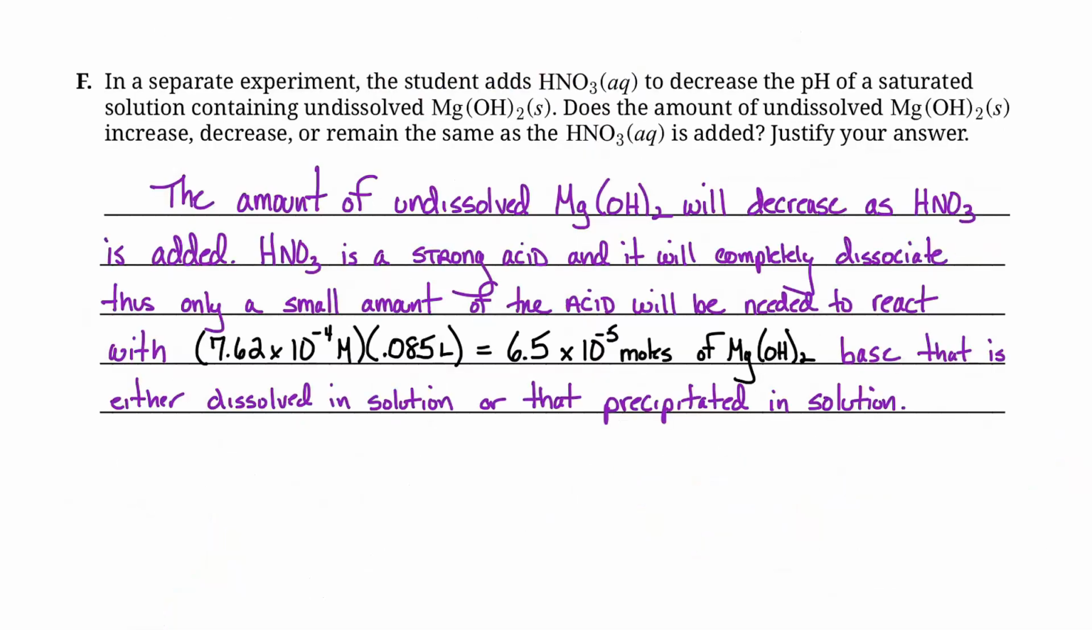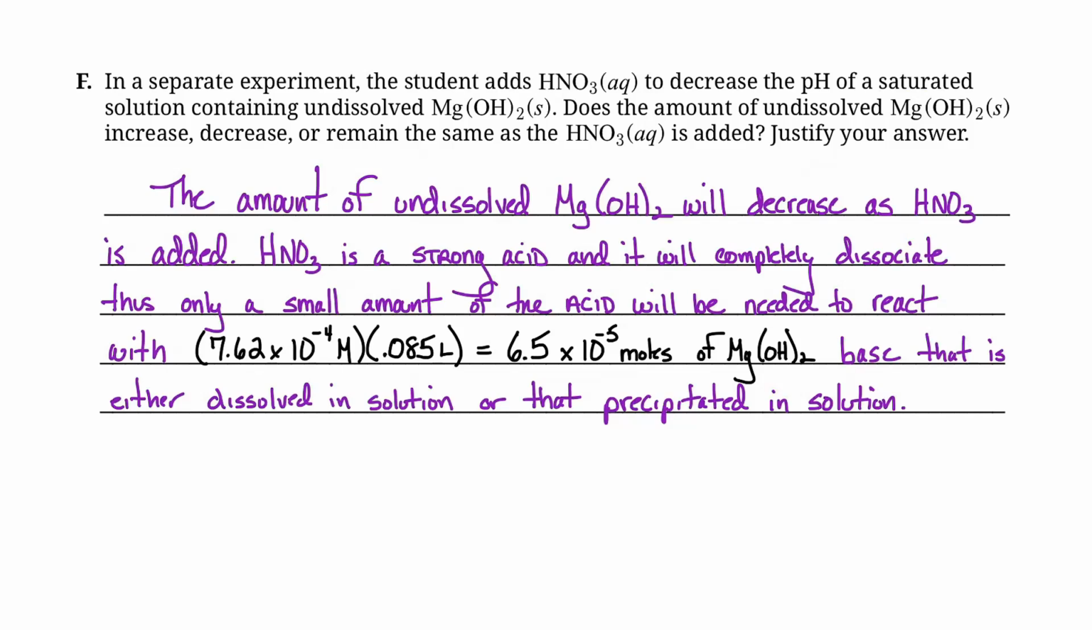F kind of closes out this first question, and it states a separate experiment. The student adds nitric acid, HNO3. You should know that to be a strong acid, to decrease the pH of a saturated solution. That's a solution that has reached equilibrium, containing undissolved magnesium hydroxide. Does the amount of undissolved magnesium hydroxide increase, decrease, or remain the same as I add the acid?